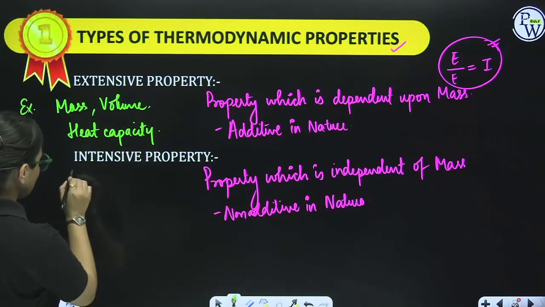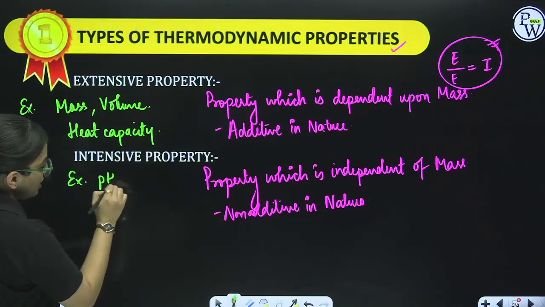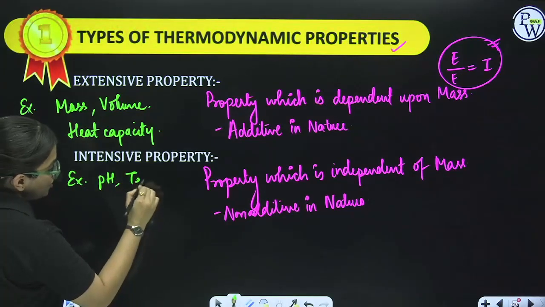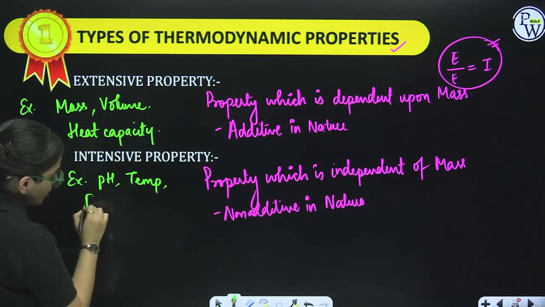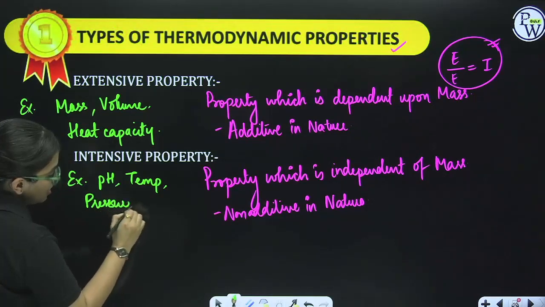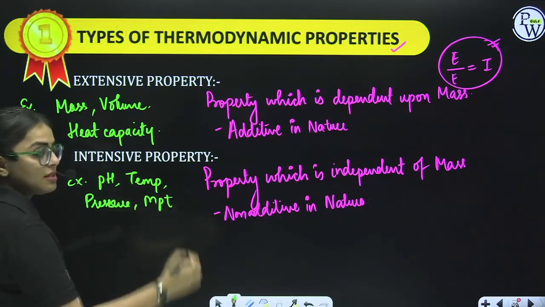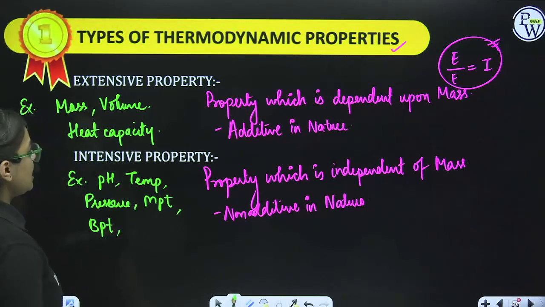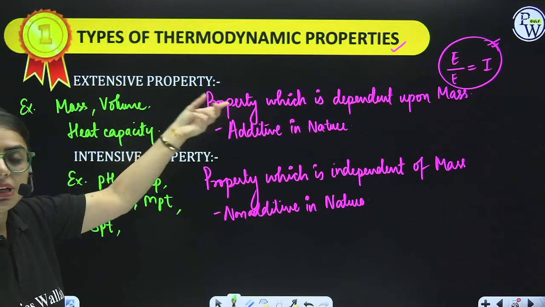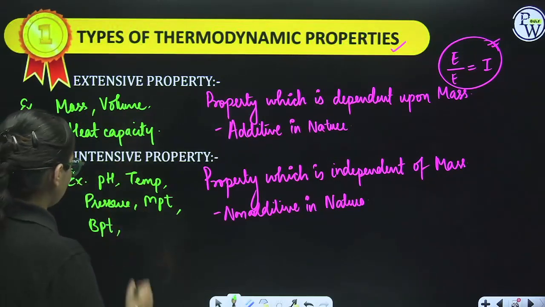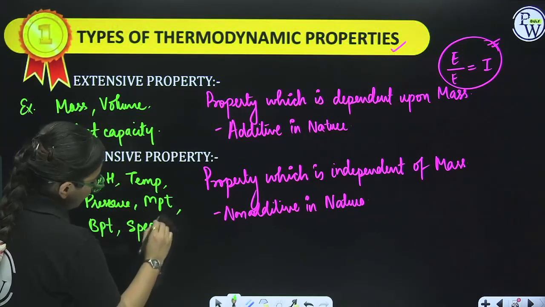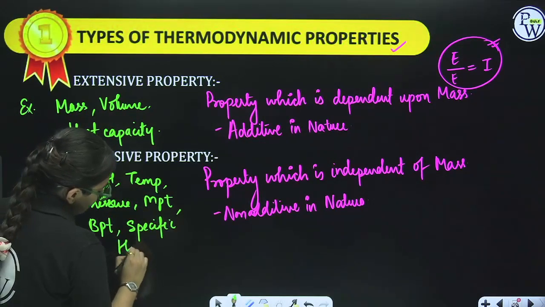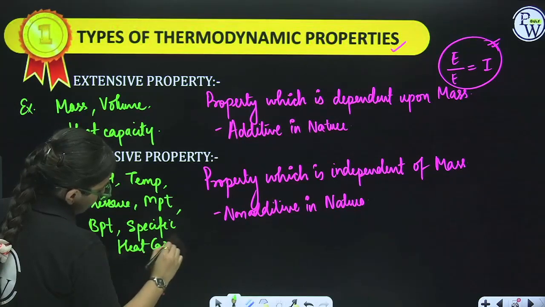Let's talk about intensive ones. pH, which does not depend upon mass. Temperature, that does not depend upon mass. Pressure, that does not depend upon mass. Melting point, that does not depend upon mass. Boiling point, that does not depend upon mass. See, heat capacity is an extensive property, but specific heat capacity is an intensive one. So specific heat capacity, okay.